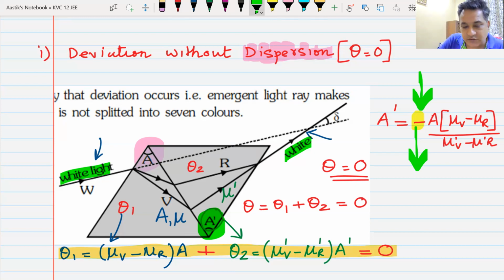I'll give you 2 minutes to note this down. Deviation without dispersion.